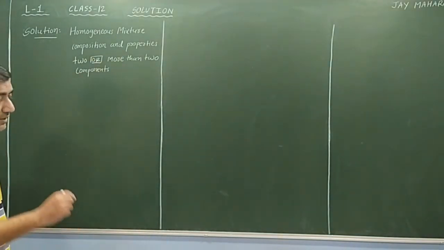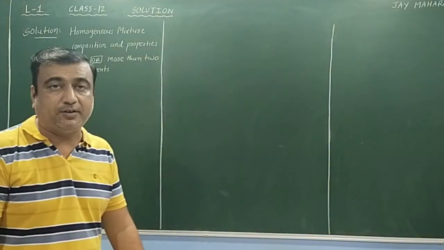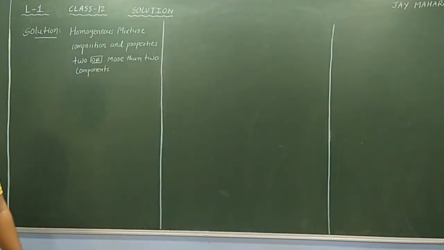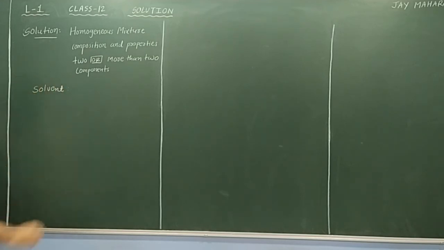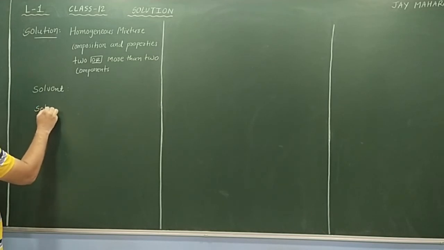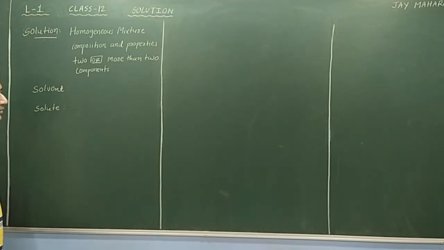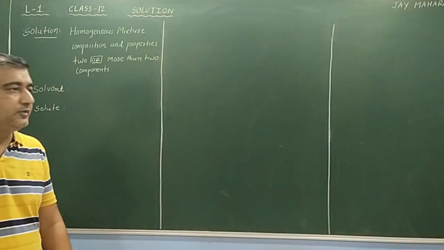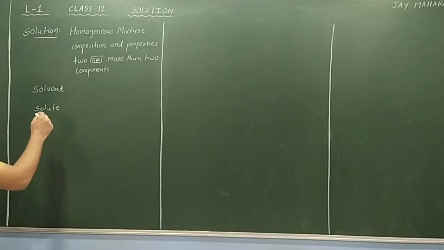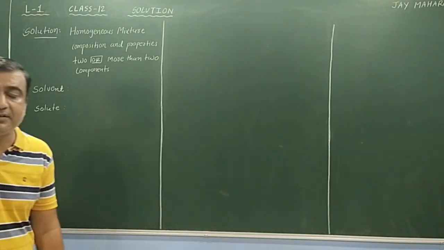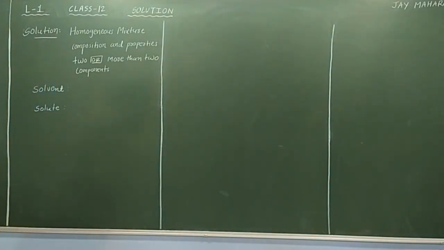The reason is that a solution is a mixture. So, which two components are required? One component is solvent and the second component is solute. That means to prepare a solution, solvent and solute are required. Minimum two components. Solvent means generally the component which is present in large amount.